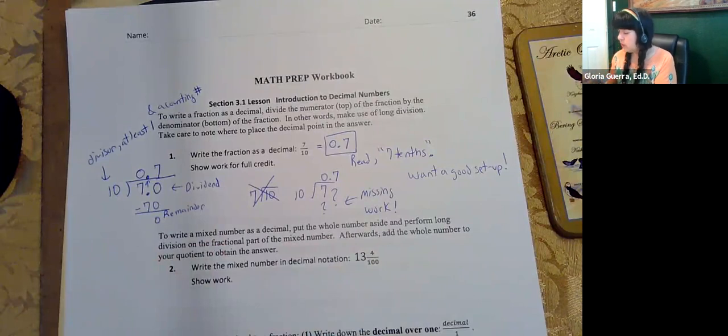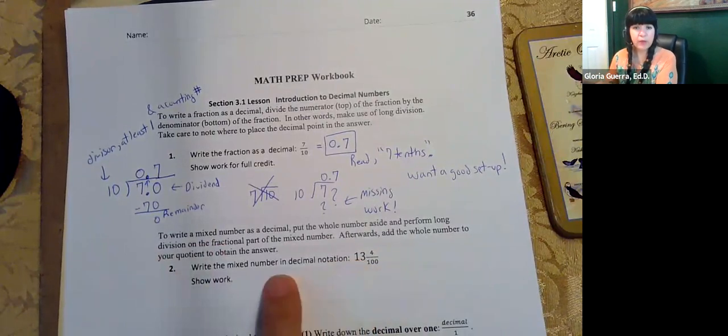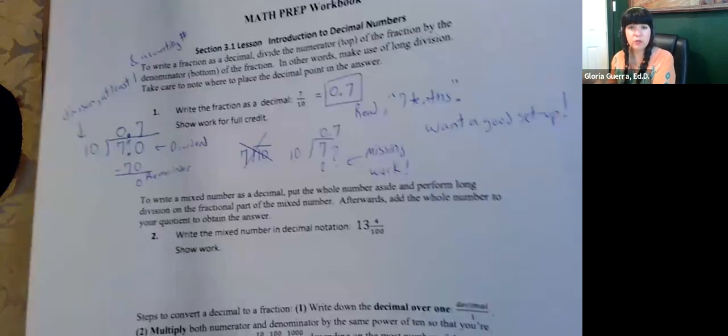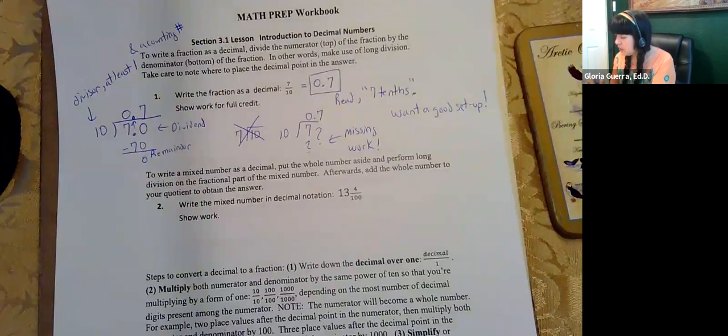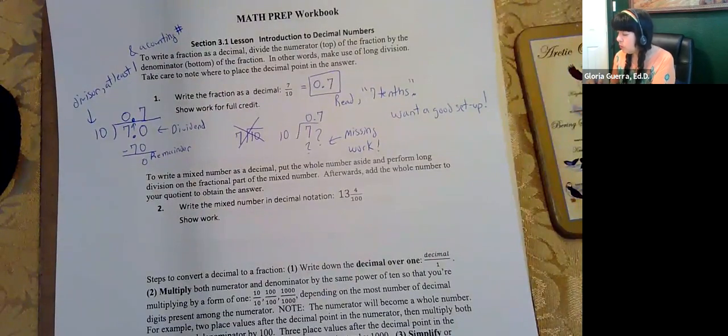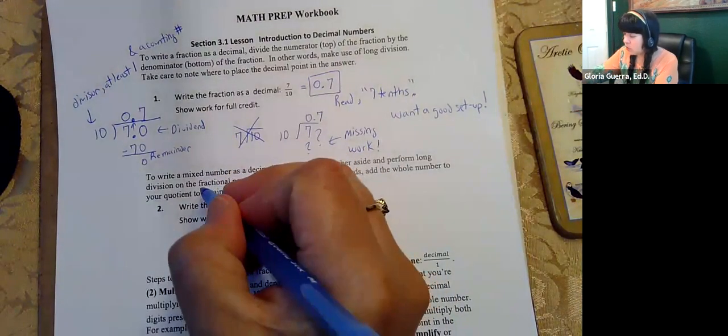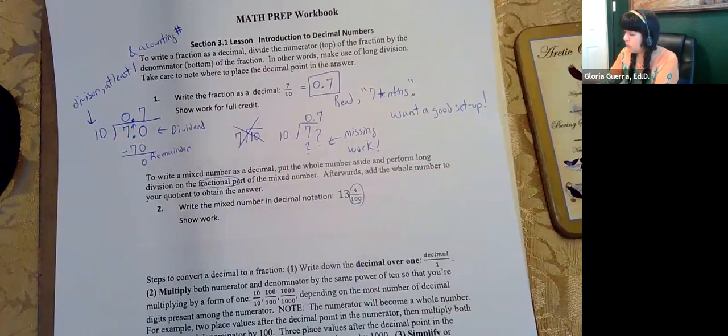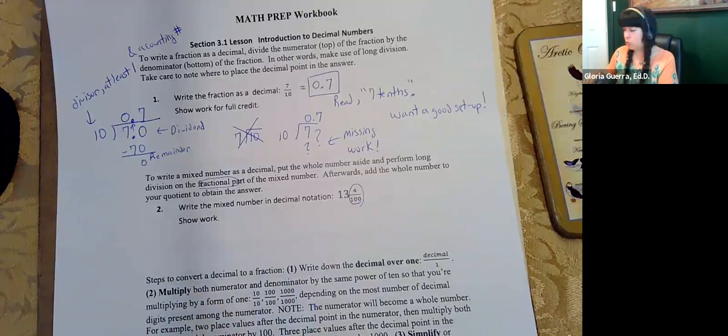For number 2, sometimes you'll have a whole number, we'll write the mixed number in decimal form. So this is 13 and 4/100. To write a mixed number as a decimal, you want to put the whole number aside and perform long division on the fractional part. This fractional part right there, of the mixed number. And then afterwards, you want to add the whole number to your quotient to obtain your answer, okay? And then it says show your work.